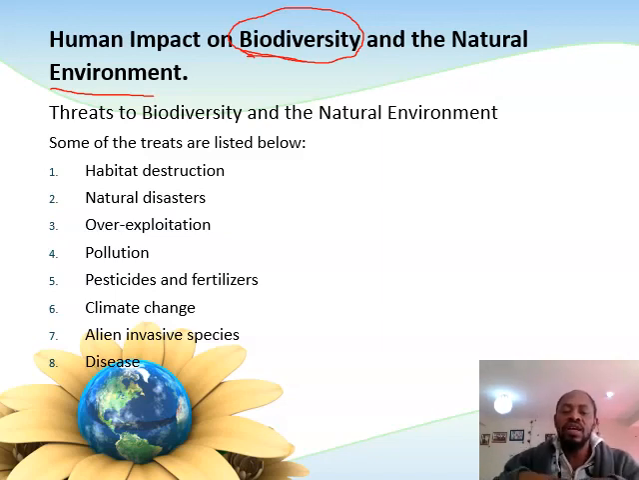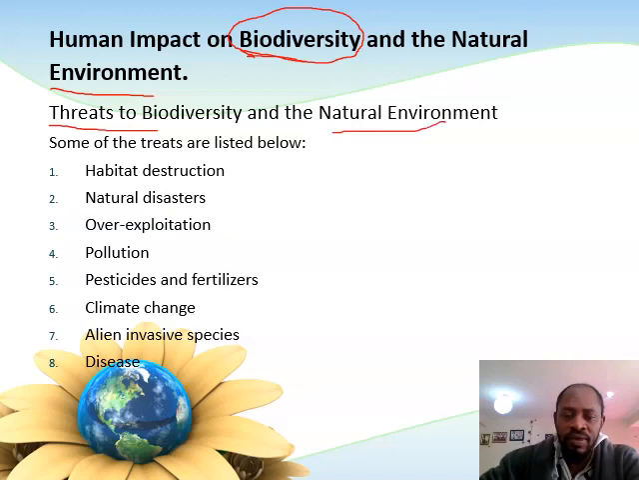Diversity is just like having many varieties. The moment I drop from 10 to 9, it means varieties have reduced from 10 to 9. 10 will be more varied than 9. That's how biodiversity is being lost. So what is it that humans do that threatens the biodiversity and the natural environment? Some of the threats are these.